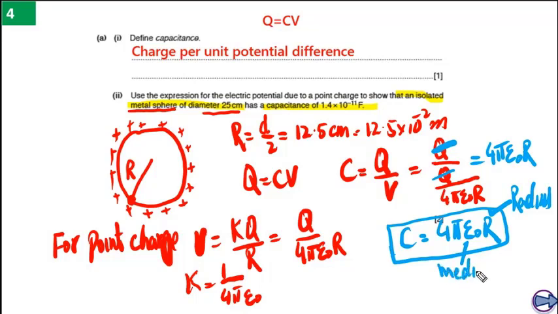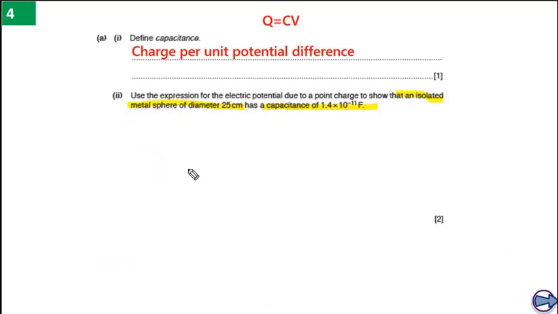Epsilon naught actually is permittivity of free space. So it means the value of capacitance depends on these two. But this is not our final answer. For the final answer, we need to find the value of capacitance. We simply need to plug in values, that's all. So let's clean first and then find the value of capacitance.